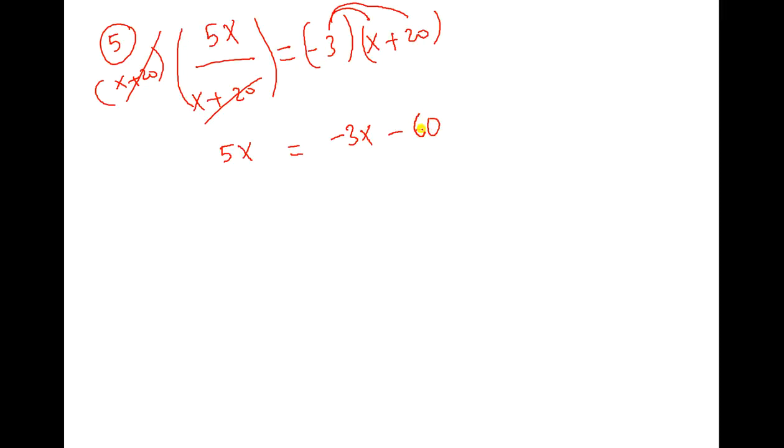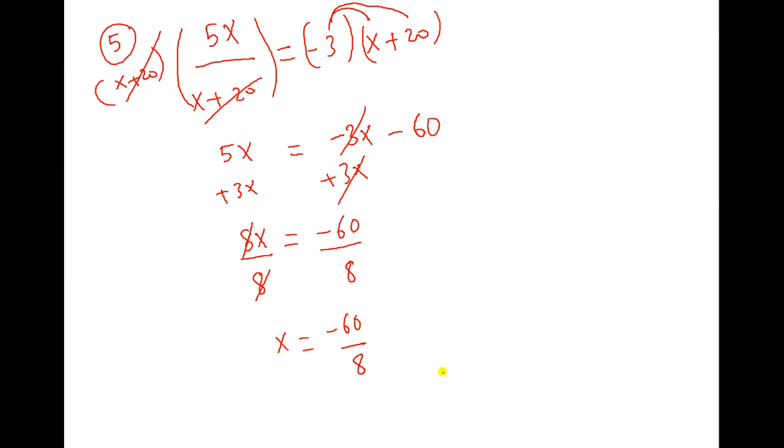60. Now we move x to one side, so I add 3x here and 3x here. That takes away the 3x on the right hand side. 5x plus 3x is 8x equal minus 60. Now you are trying to solve for x by dividing both sides by 8. So take away the 8, and x equals minus 60 over 8.